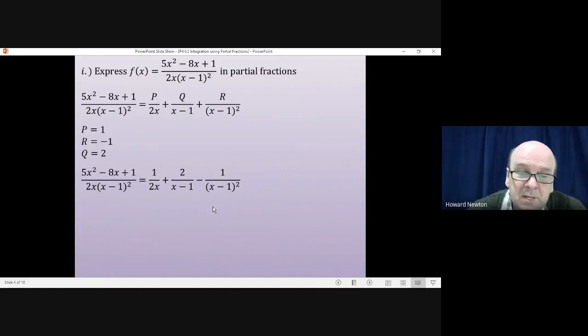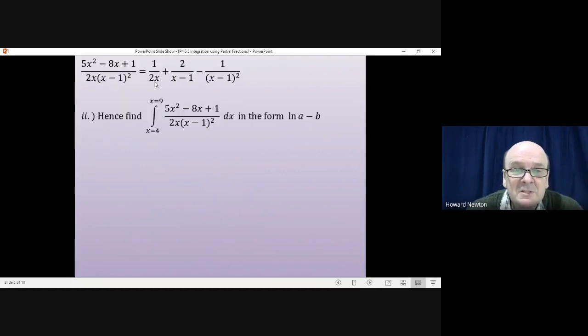That's part 1 complete. Now, part 2 asks us to use this answer in order to work out the integral of the algebraic fraction between x = 4 and x = 9. And they've asked us to give the answer in the form of the log of some constant, take away another constant. I'll let you have a go at working your way through all of that. So these three individual terms, you're going to have to integrate. The first two will be using ln x, but I'll let you have a go at making sense of all of that. So have a go at part 2, pause the video and come back to me again when you're ready.